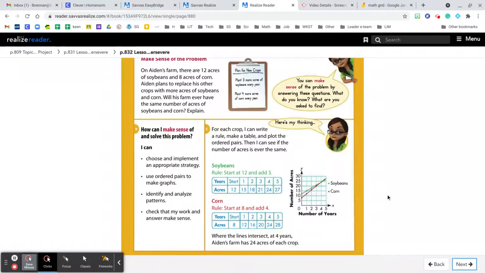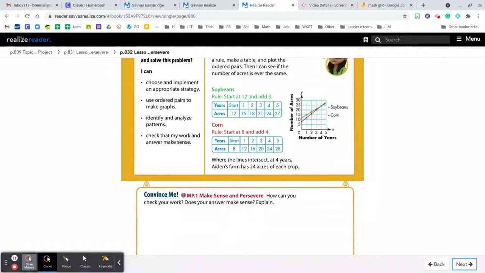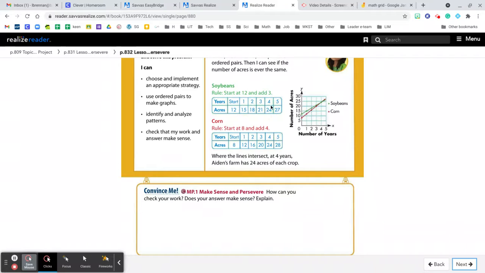Explain. So as you figure out the chart, you're going to want to know, is there a time when they'll have the same value? And there is. It's in year 4 that they will actually hit the same point on the chart. So at year 4, they'll have 24 acres of each. And you can see it in the table. You can also see it when you plot it. You'll see that the points will be at the same spot.